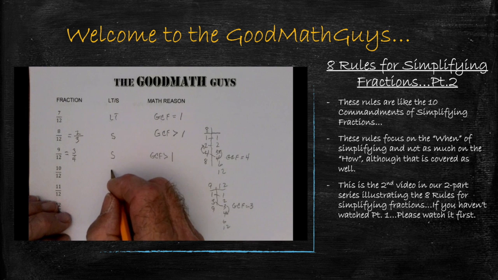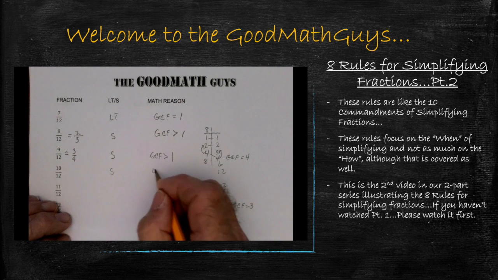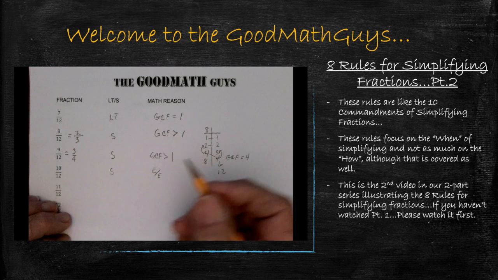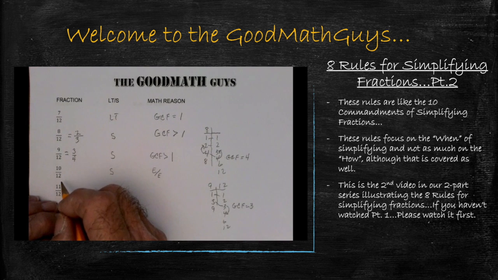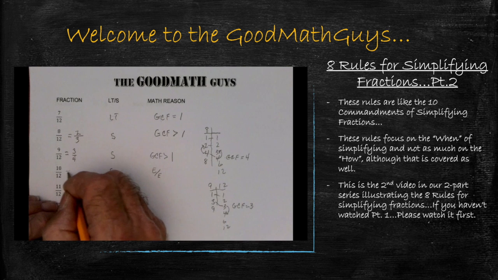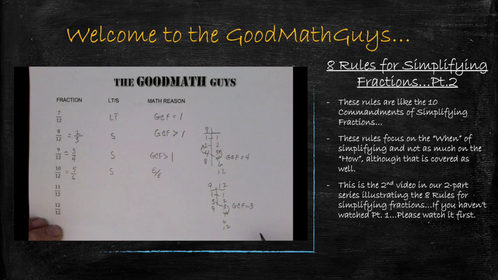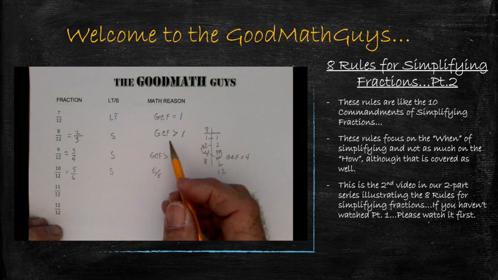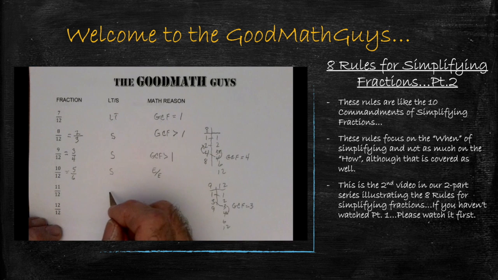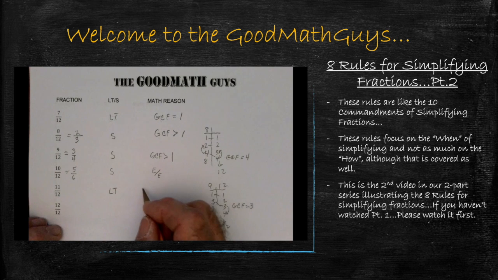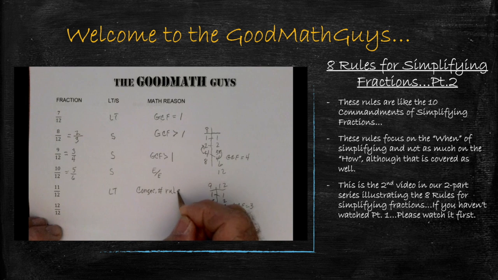10/12, we need to simplify. That's the even over even rule. Each can be evenly divided by 2. 10 divided by 2 equals 5. 12 divided by 2 equals 6. We know that 5/6 is in lowest terms because of the consecutive number rule. 11/12, lowest terms. And again, because of the consecutive number rule. Okay?